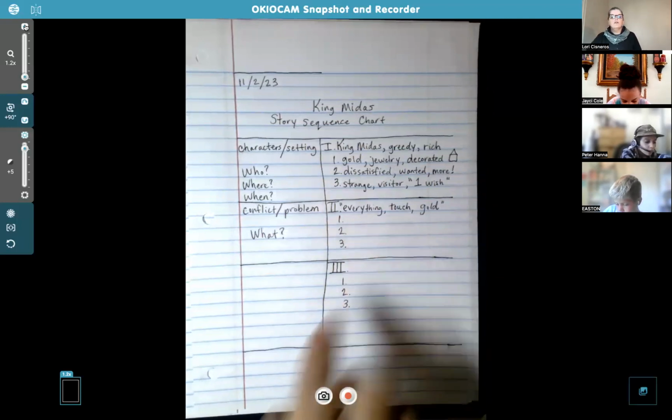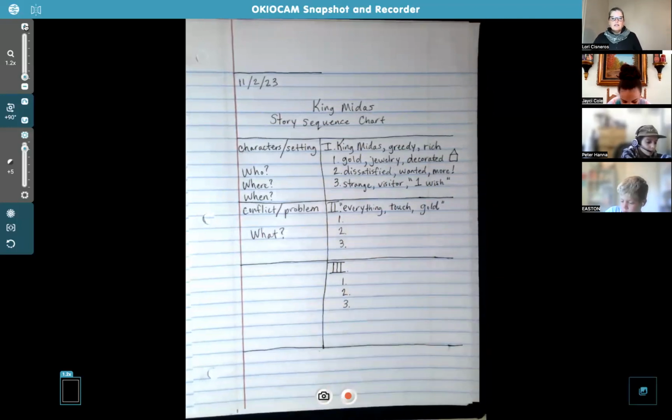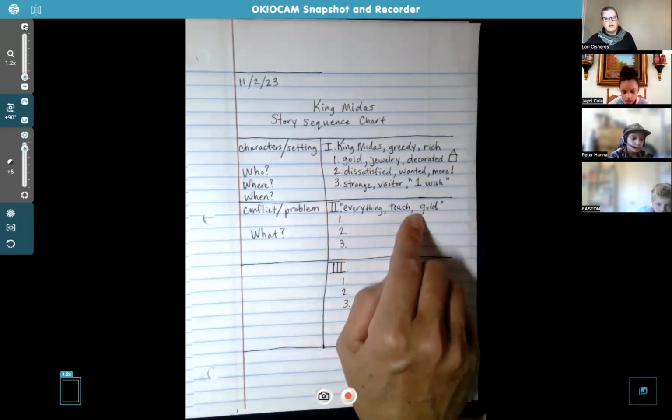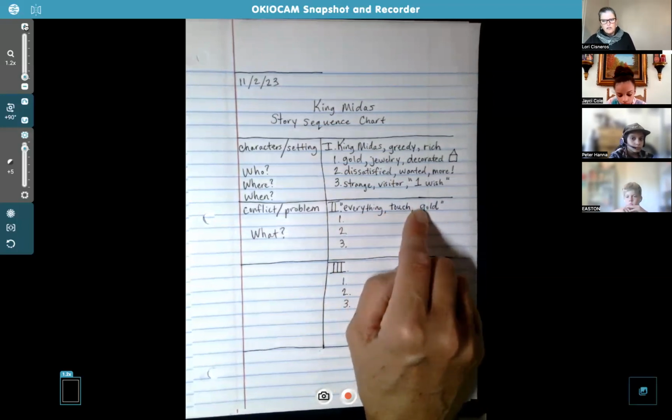So remember, the rules are still the same for this. It's like a keyword outline where we're only focusing on 3 keywords for each one, and you can have numbers and symbols and abbreviations. Those are all free, but we got to stick to the rule of just 3 words. So that is his wish. Everything he touched turned to gold.